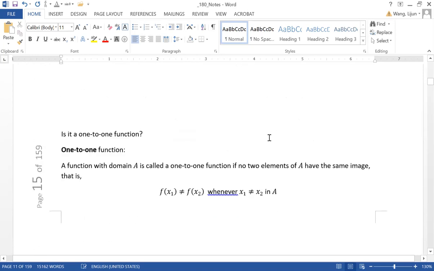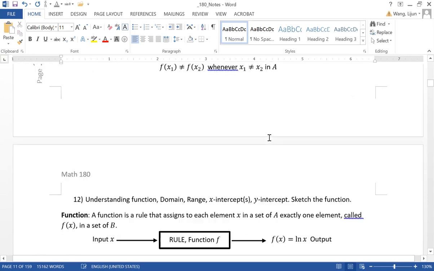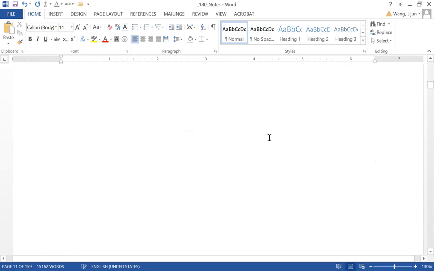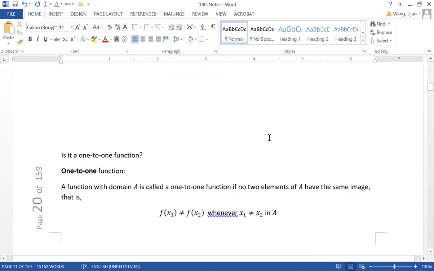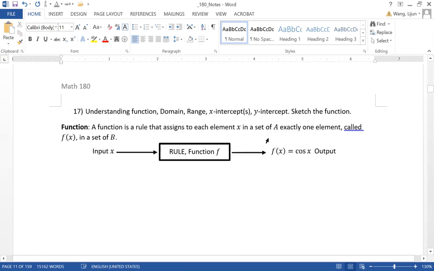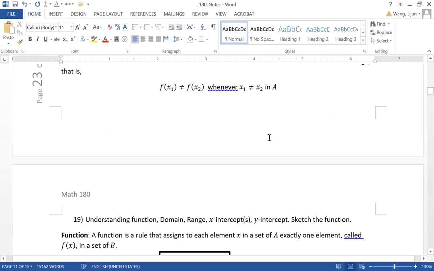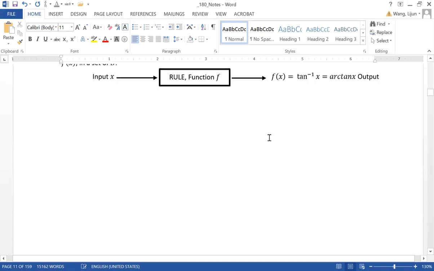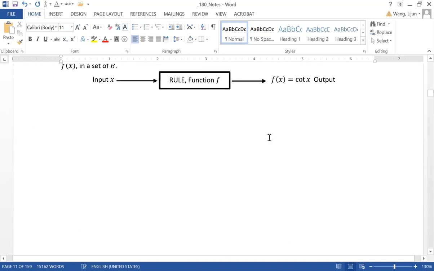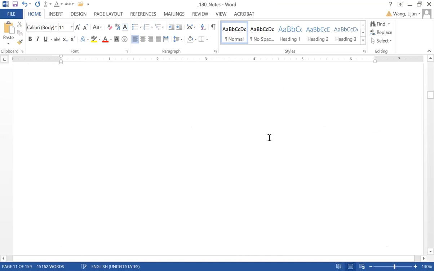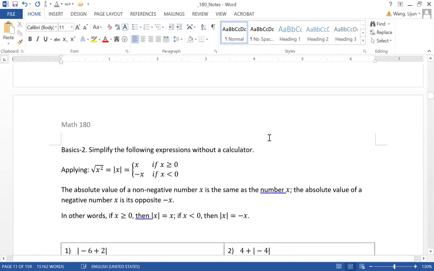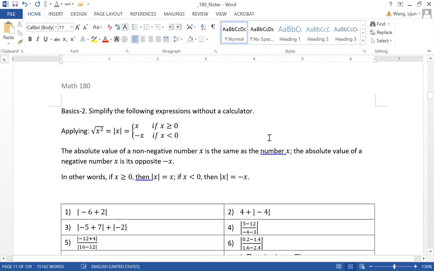So keep going on the list of our notes, with all these functions. We can see that these are just examples of functions. They are all under the one umbrella, which is a function. Of course, some of them are one-to-one, some of them are not. And so we have many, many pages about these. Those are the basics.